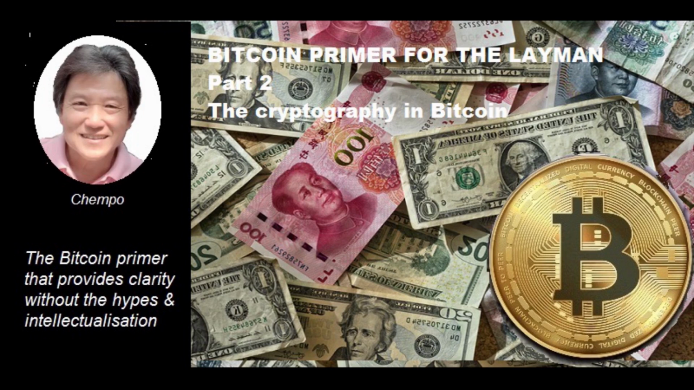This primer consists of 4 parts. Part 1 explains what is Bitcoin and how it works. Part 2 covers the cryptography in Bitcoin. Part 3 takes a look at some major issues of Bitcoin. Part 4 reveals the 9 fallacies of Bitcoin.